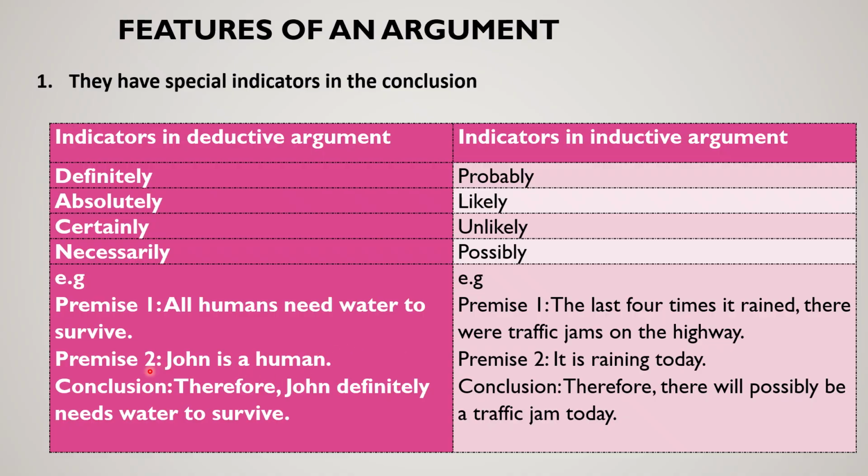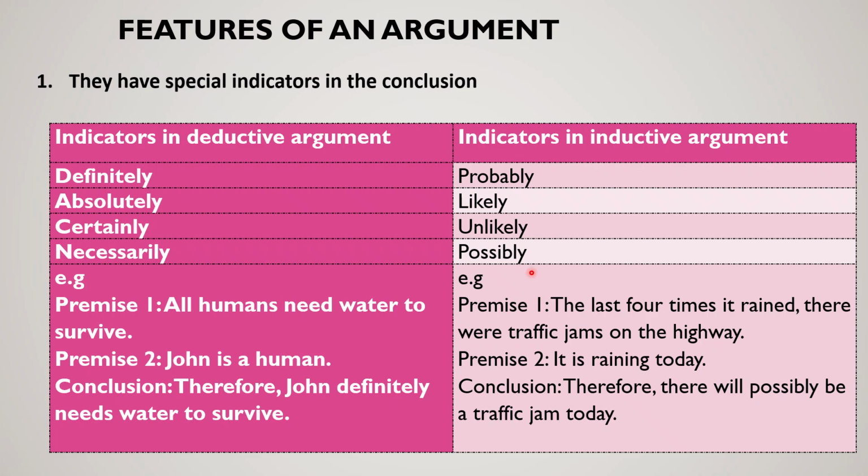Here we have arrived at a conclusion with the certainty that we cannot deny John will require water to survive, because earlier we had said all humans need water and John is a human. So whenever you are forming deductive arguments, there are special indicators in the conclusion that show certainty. On the other hand, in inductive argument, the conclusion is arrived at with some probability, but not with surety. Words such as probably, likely, unlikely, or possibly are used as special indicators in the conclusion.